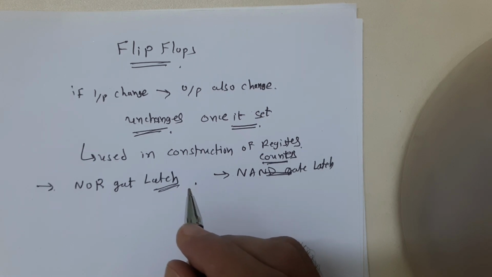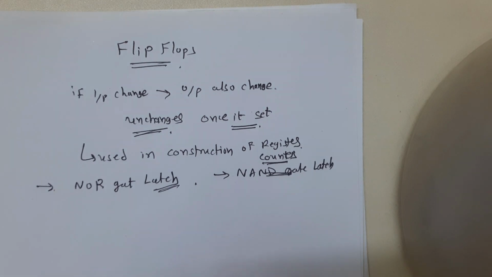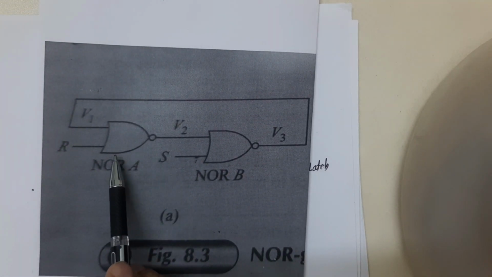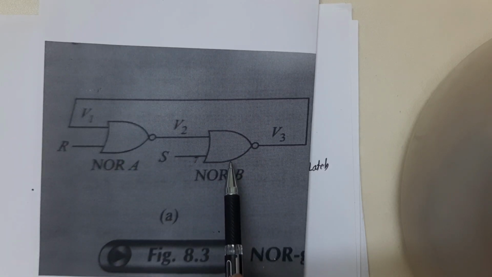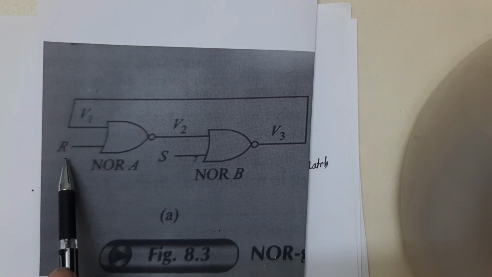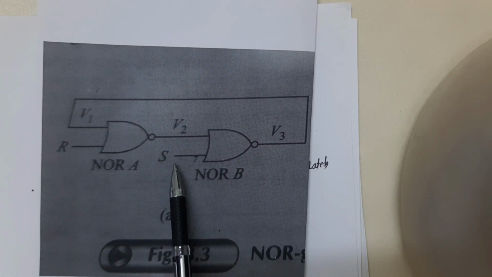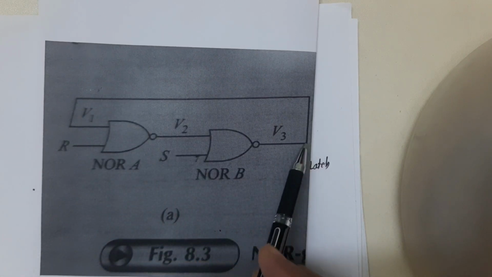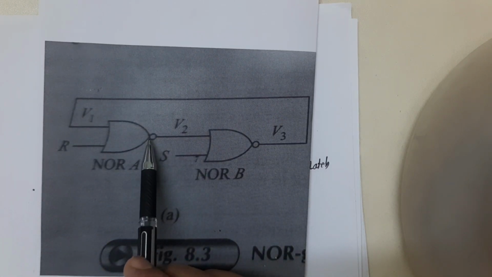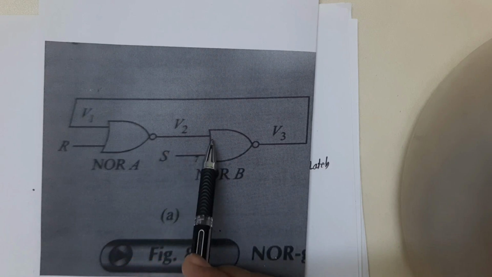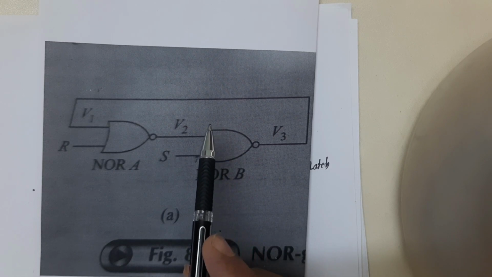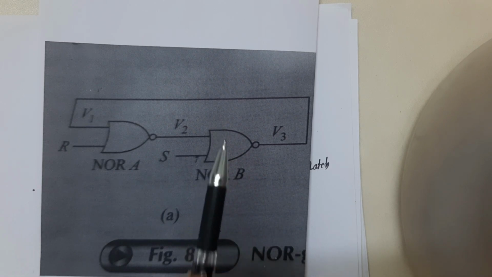The two input NOR gates are given as shown here. This is our two input NOR gate. This is our first NOR gate A, second NOR gate B. Our input is R, that means reset. Our input is S, that means set. The input of V1 is given from the output of the second stage. And this is the output of the NOR A gate, it is given to the input of the second NOR B gate. Right?